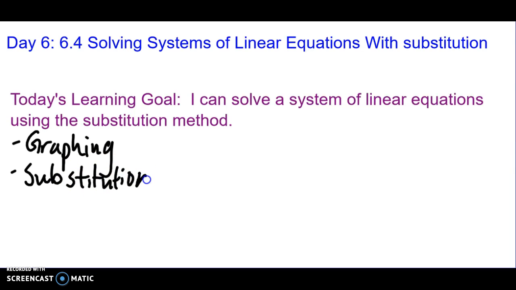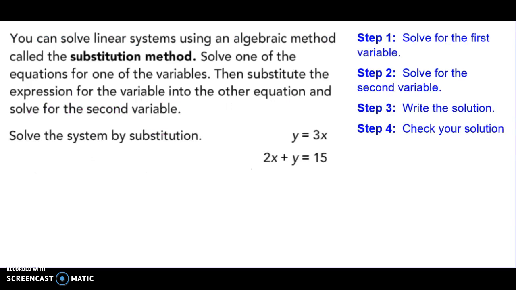So these are different methods of solving a system of linear equations. Again, remember some key things. We always want to have an ordered pair of x, y for our solutions. So you can solve linear systems using an algebraic method called the substitution method. Solve one of the equations for one of the variables, then substitute the expression for the variable into the other equation and solve for the second variable.